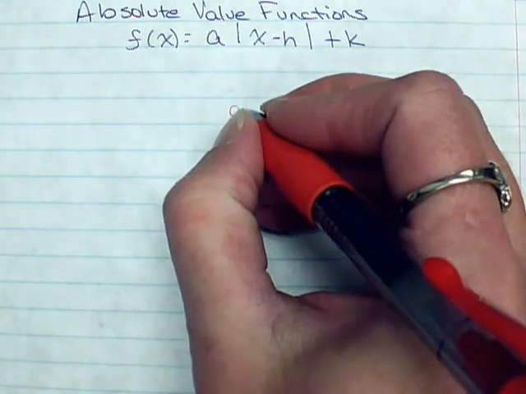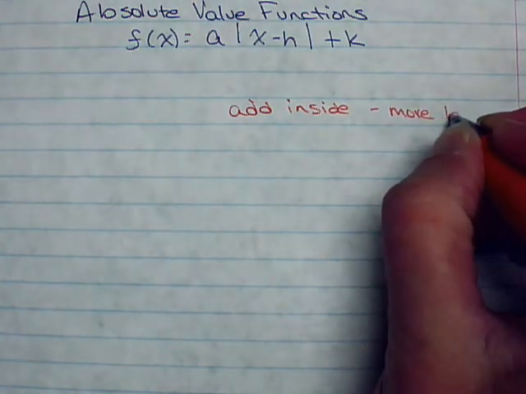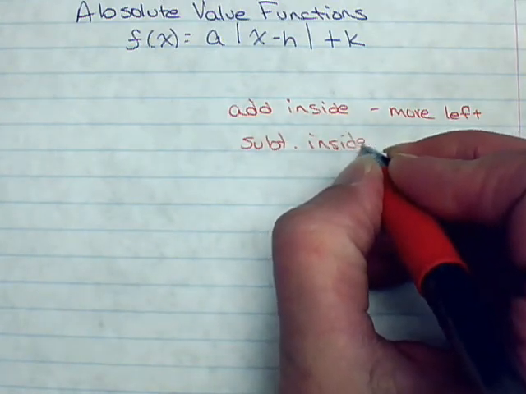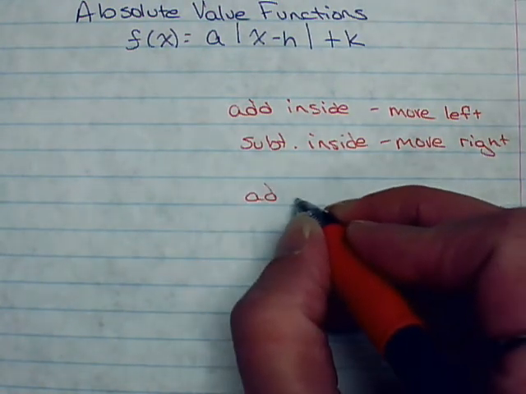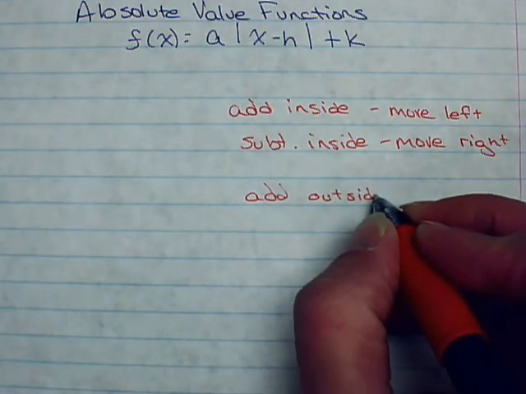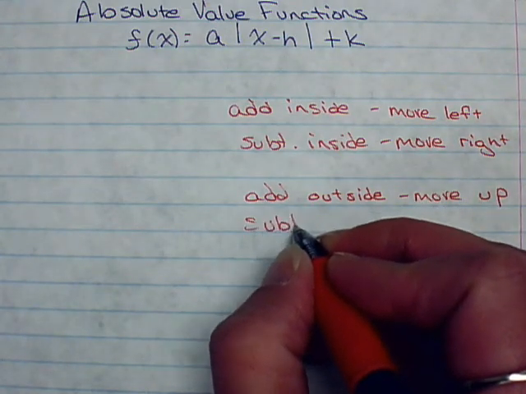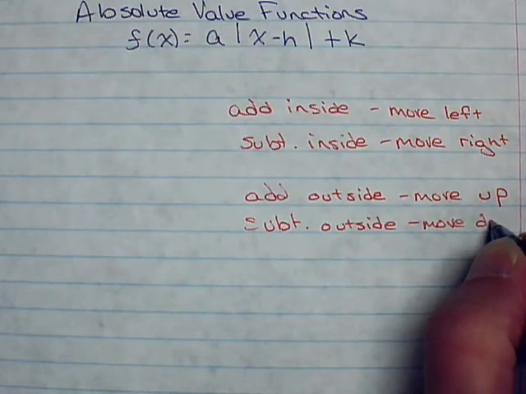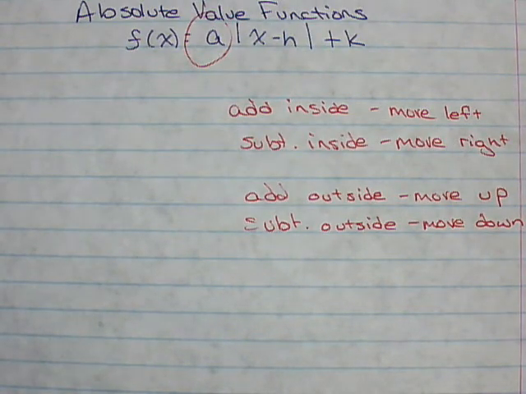So here, when you add inside, you move left. Subtract inside the function, and it moves right. Add at the end, add outside, if we remember, that moves it up. Subtract outside, and it moved it down. And then the number out front, this number here, kind of controls your slope. The larger it is, the steeper it is. The more of a fraction it is, the wider it is.